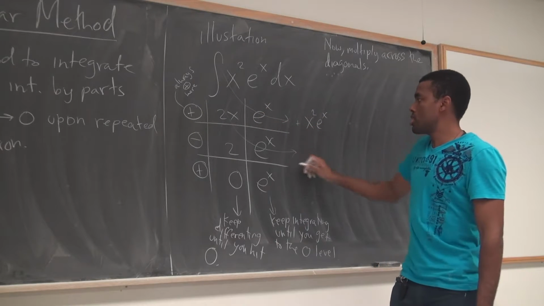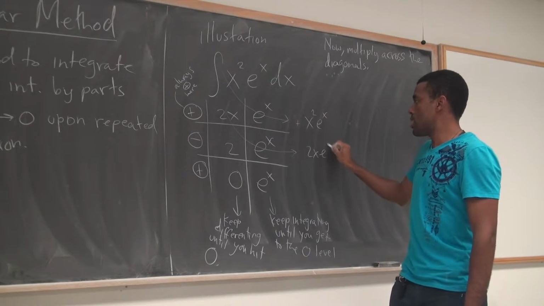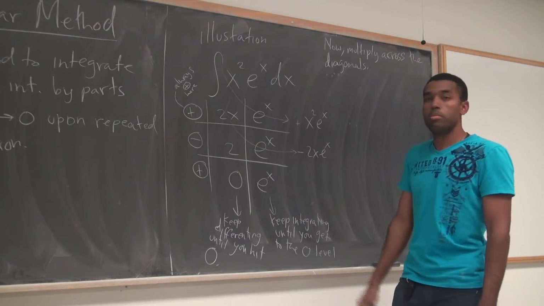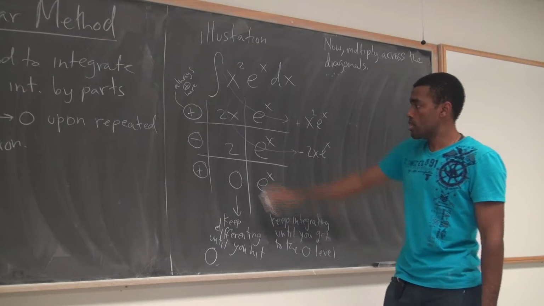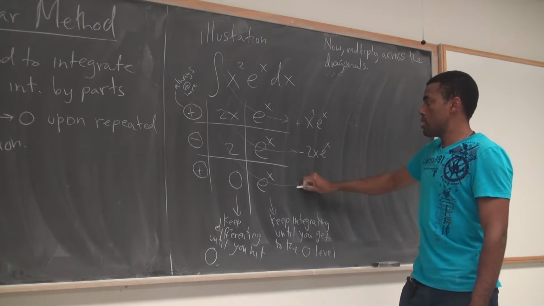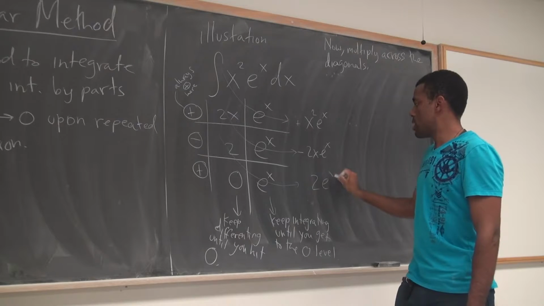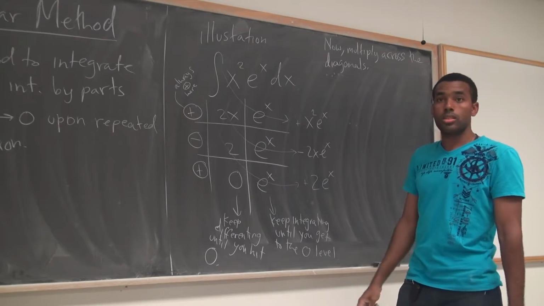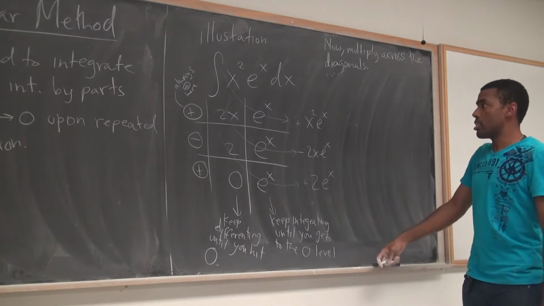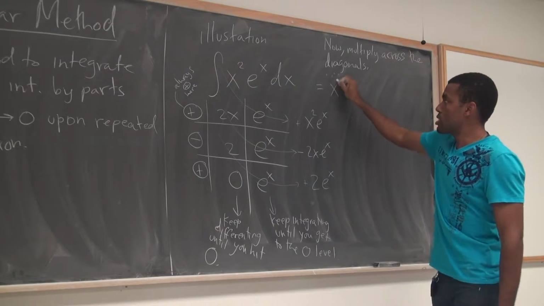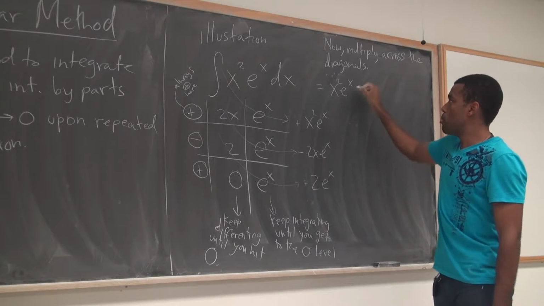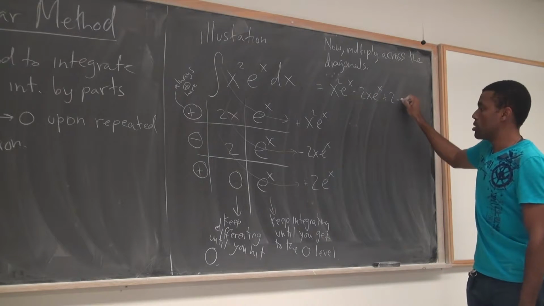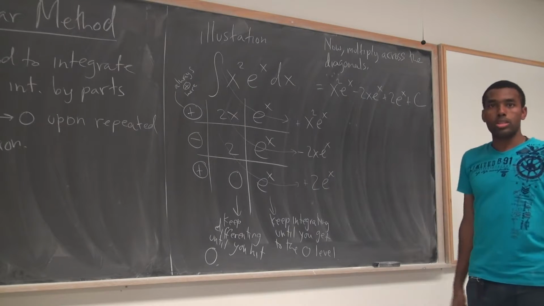2x, here you get 2x e to the x. Apply a negative sign to that. So that's a minus 2x e to the x. Here you get 2 e to the x. That level has a plus sign. You get a plus. What do you get when you add these all together? You get x squared e to the x minus 2x e to the x plus 2 e to the x. And that was the answer we had before.